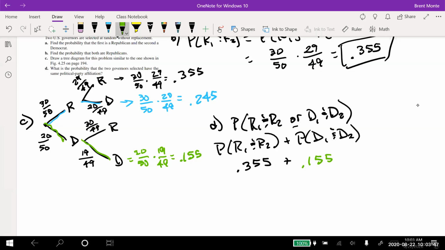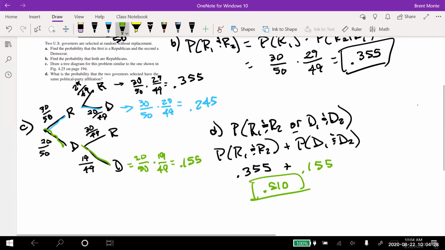Now, technically, you don't want to round until your very final answer. These are already rounded off numbers, so I'm not guaranteed that they're going to be accurate to 3 decimals. I'm only accurate to 2 decimals if I've only carried the intermediate steps to 3. But if I add those together, I'm going to get, let's see, 0.355 plus 0.155, 0.510. Now, I will tell you, had I gone to 4 decimals, that R1 and R2, both Republicans, that 0.355.